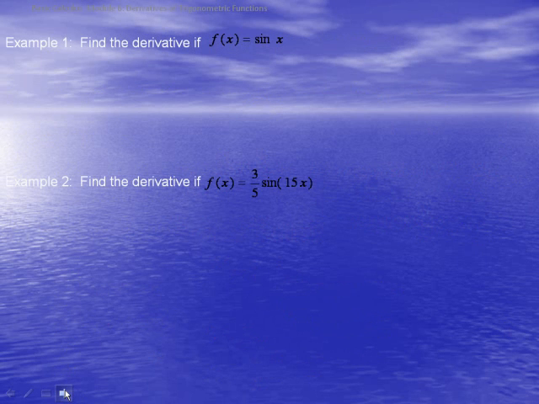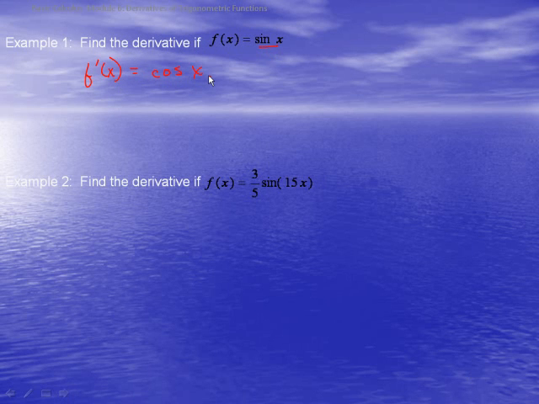Now let's look at a few examples. In example 1, if we're given that f of x is equal to sine of x, then f prime of x would be equal to, straight from the formula, cosine x. And we're done with the first example.